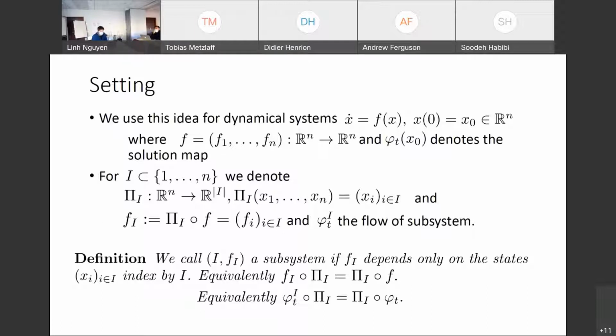And having this notation, we can define what we would call a subsystem. This will be the main object in our talk. So a pair of an index set and the corresponding component functions of the vector field is called a subsystem.